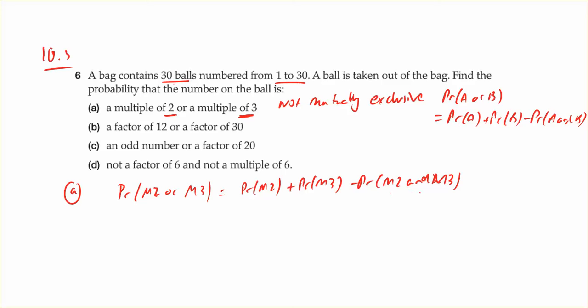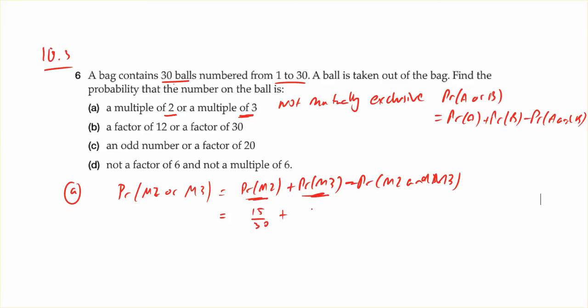Now the reason we're subtracting the overlap is because if I add the multiples of 2 and the multiples of 3, I've double counted the ones that are multiples of both 2 and 3. So I've double counted 6, because 6 is in my multiples of 2 but also in my multiples of 3, so you have to subtract one of those overcounts. So the probability of multiples of 2, if you draw the numbers 1 to 30, is 15 out of 30.